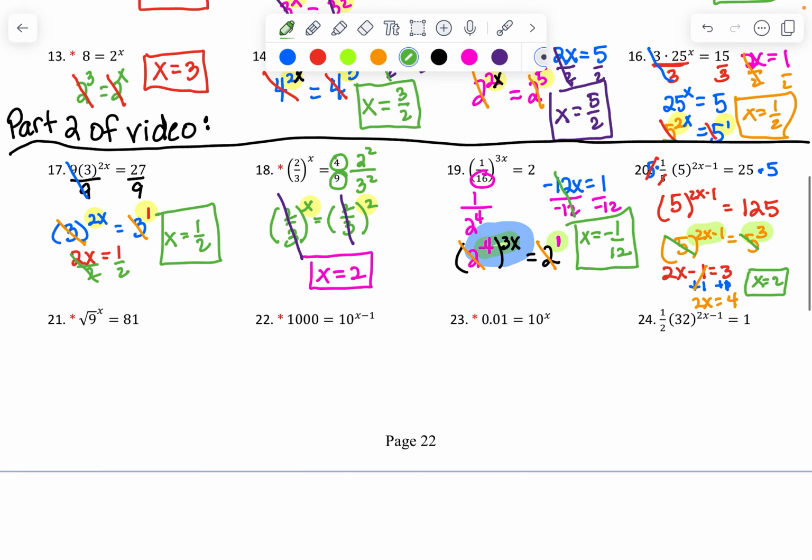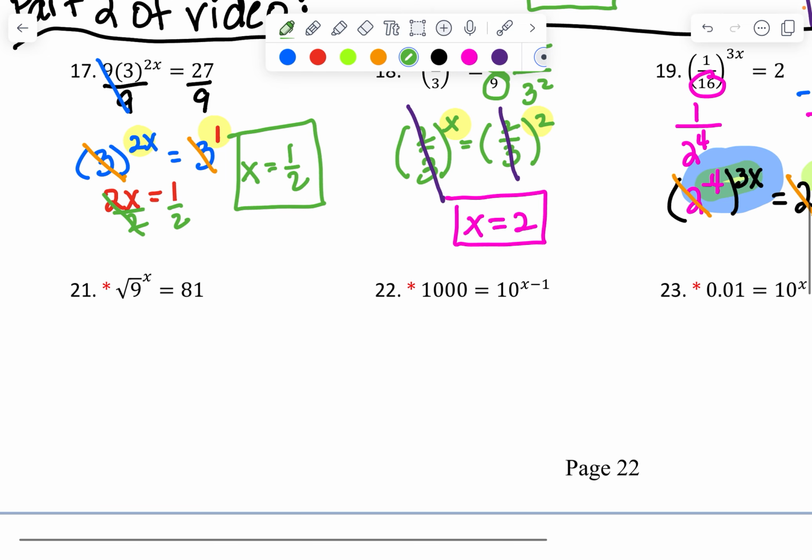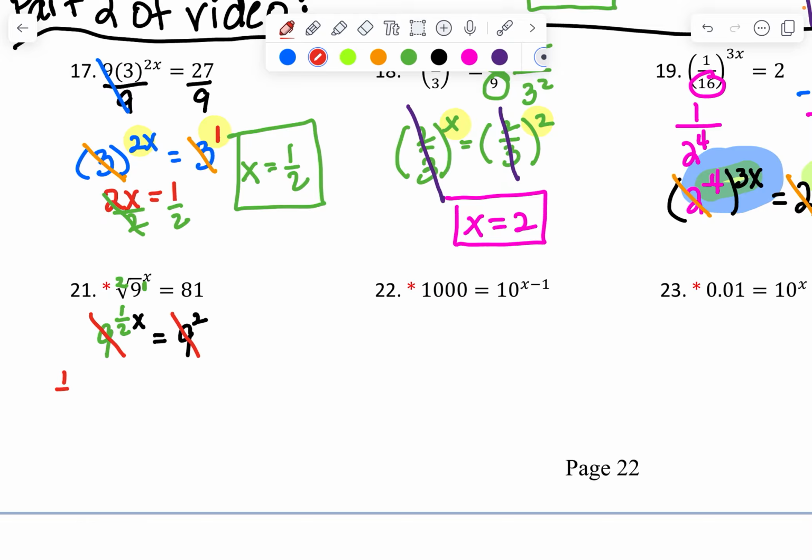This one looks a little scary, but 10's are pretty easy if you think about them. 10 to the, how many zeros do I have? 3. So 10 to the 3rd equals 10 to the x minus 1. So I already have a common base, so mark those bases out. What I have left is what I've got to create into a problem, which becomes 3 equals x minus 1. I'm going to go ahead and add 1 on both sides and get 4 equals x, or x equals 4.